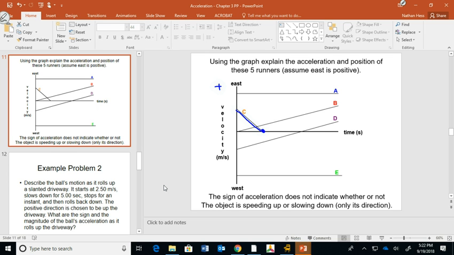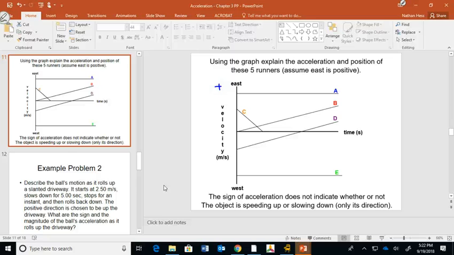Then it gets to this point right here, and what happens to it? It stops. It stops moving. It does not continue in the west direction or turn back around and keep going east. No, it simply stops moving.